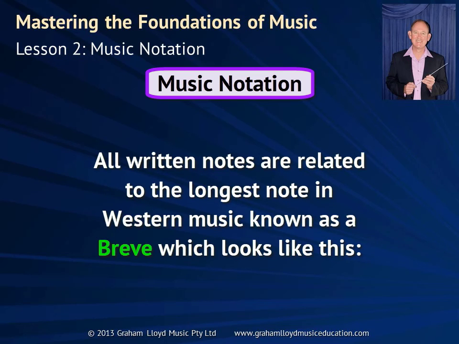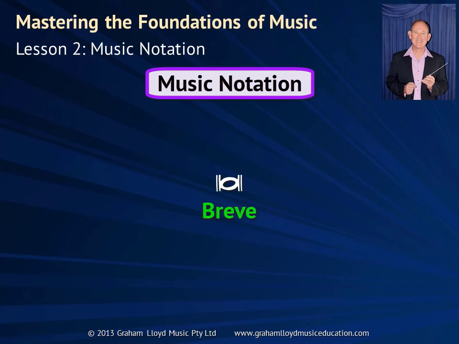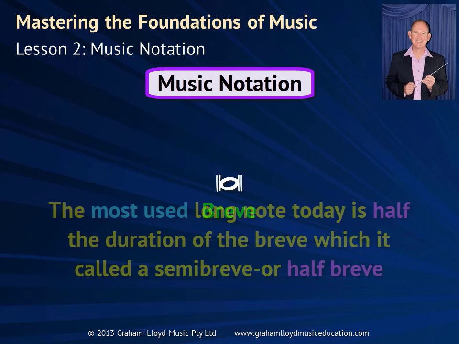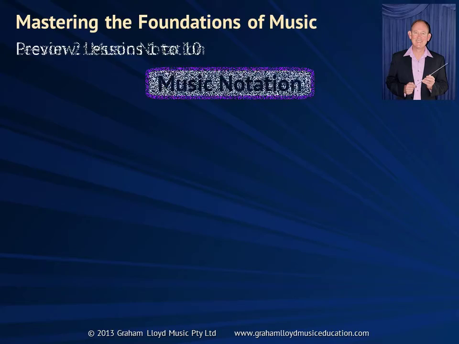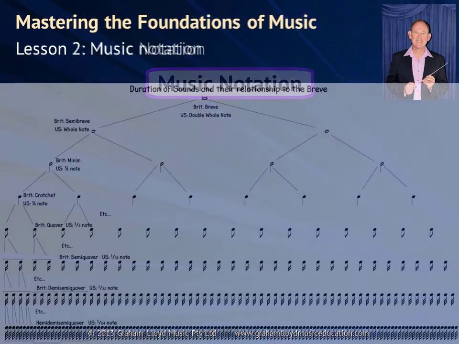All written notes are related to the longest note in Western music, known as a breve, which looks like this. The breve is not often used these days. A good place to still see breves, however, is in older church hymnals or very old music. The most used long note today is half the duration of the breve, which is called a semi-breve or half breve. A semi-breve relationship between the notes looks like this.